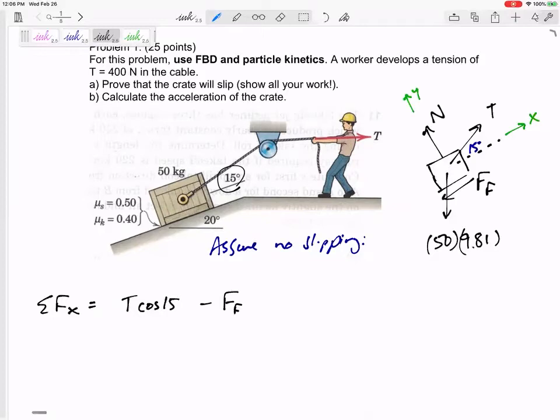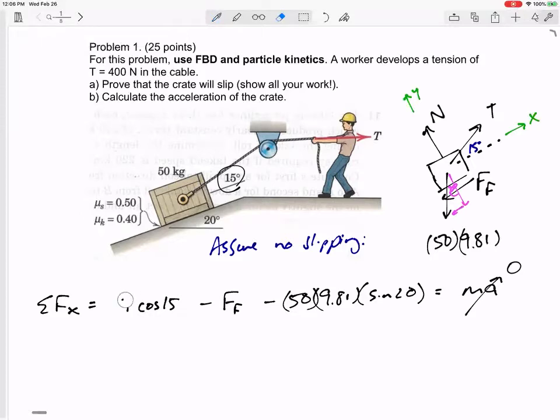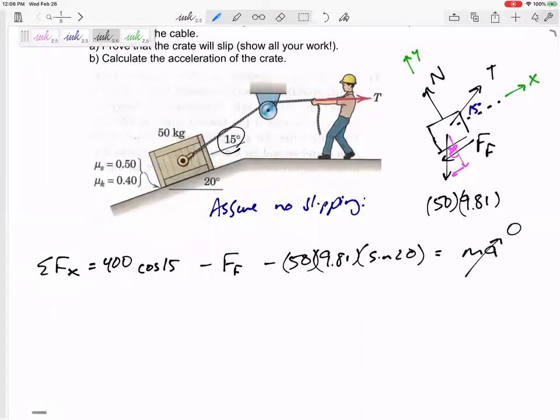And then this weight, let me break the weight into its 2 components. This is a 20-degree angle. So 59.81 sine 20 would be the X component. Sine 20. And let's write MA. Don't set it equal to 0 too soon, but yes, if it is not slipping, then the acceleration is 0. And actually, I know this T. Sorry, I know this T. 400. 400 cosine 15.